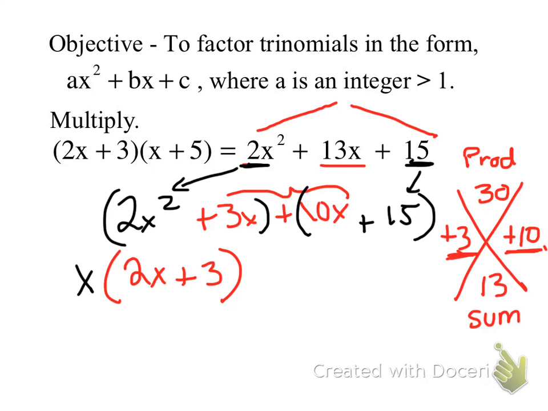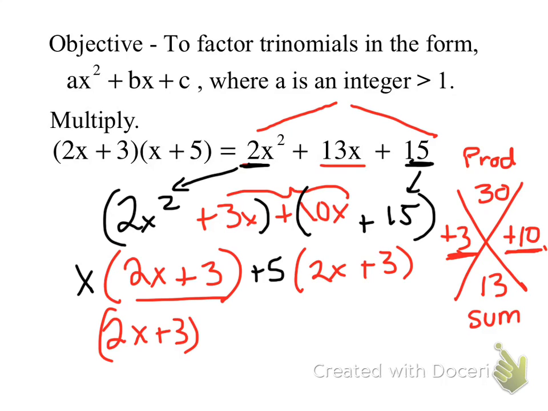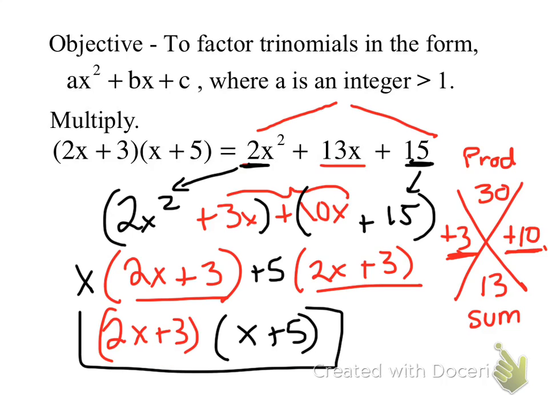Okay, what can I factor out of the next one? 5. Positive 5. And what I'm left with is 2x plus 3. So now I can factor out my binomial factor, 2x plus 3. They're the same. And the leftovers become my second binomial factor, x plus 5. And so, isn't that what the answer is? Pause the recording and take notes if you need to.